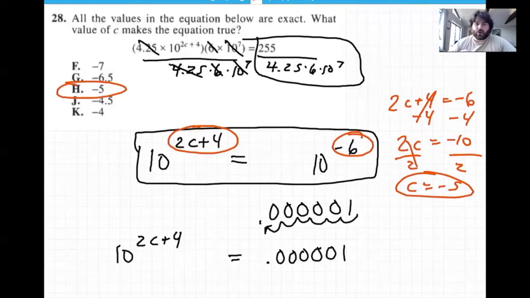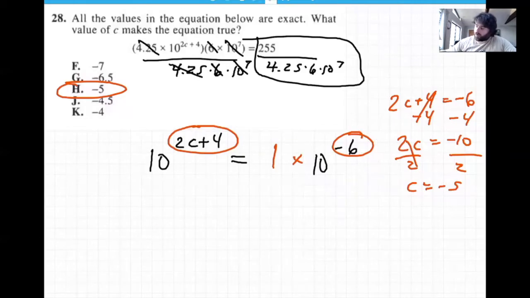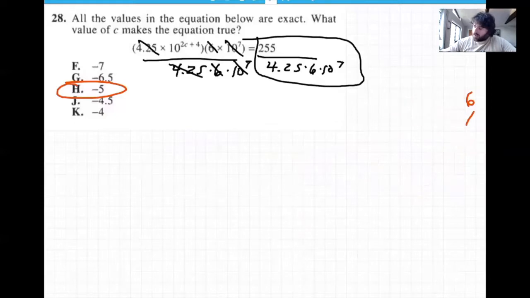Now, let's say you didn't quite get there. You got to this 1 times 10 to the negative 6 as a decimal maybe. That's fine. You could just use guess and check from there. So you could plug in values of c, and the only one that would work is negative 5. Or you could actually use a logarithm, and I feel like this is going to make a lot of people cringe, and that's okay. If this makes you cringe, don't worry about it.